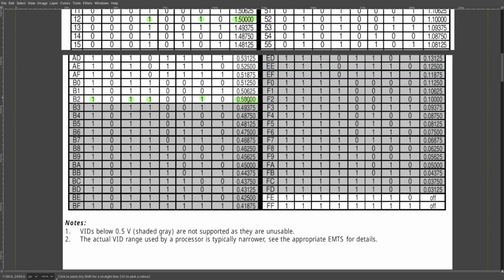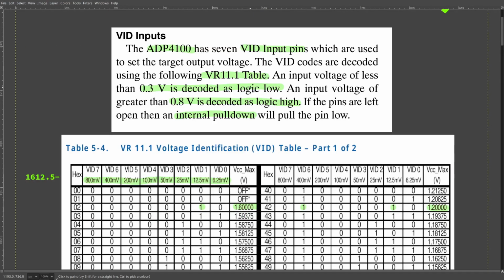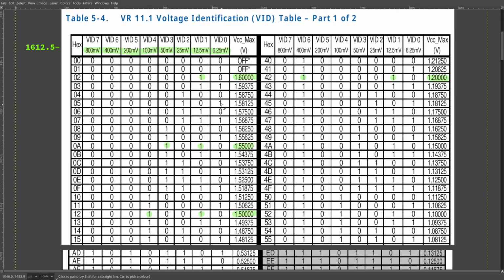Anything under 0.5 volts is considered kind of invalid. It might just result in VRM off. I don't exactly know. It'd be up to the controller. The ADP 4100 actually goes down to 0.375 volts. That exact detail really doesn't matter. Again, you are not going to run anything under 0.8 volts in practice, basically. Even for power saving, it just doesn't really happen, so don't worry about that one too much.